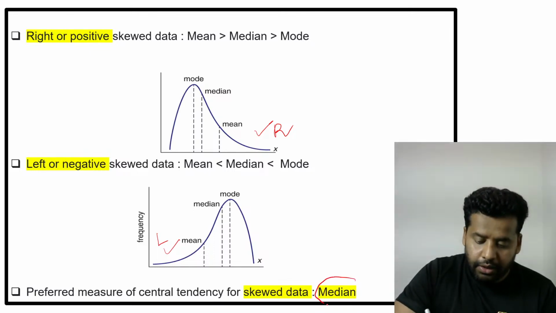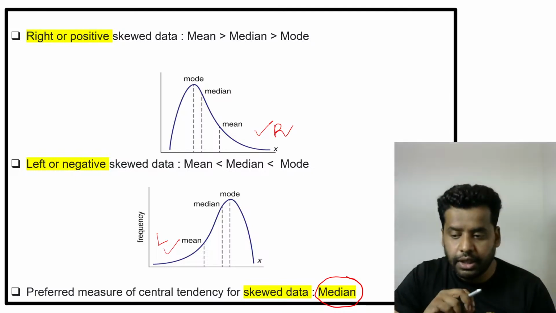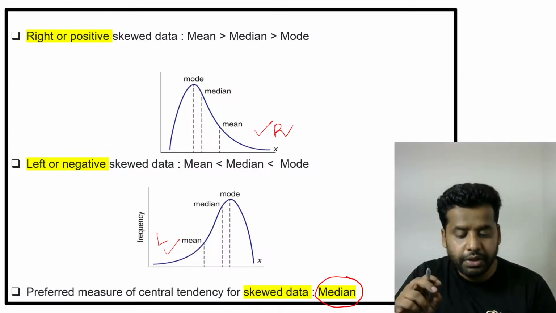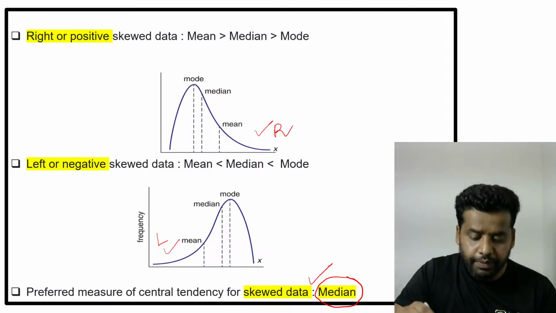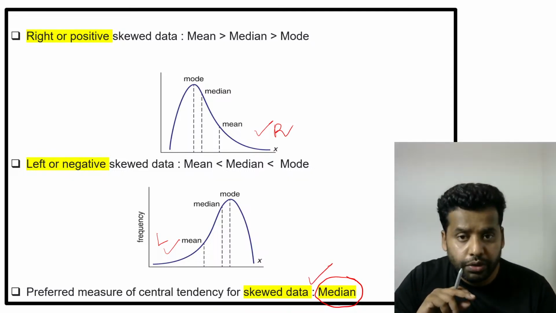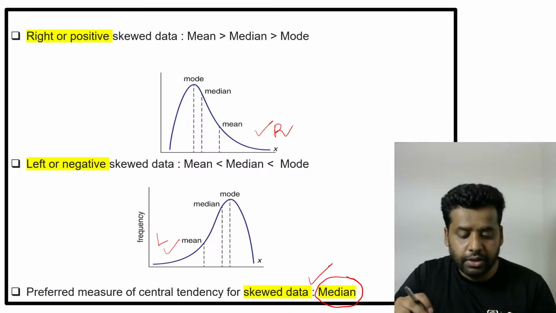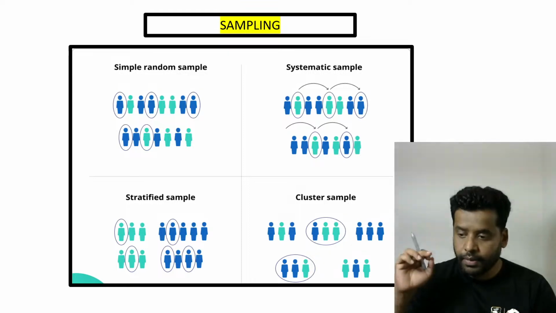Mean is affected. So always if the question comes, which is the preferred measure of central tendency for skewed data? See the words properly. What is the answer? Median. Don't use mean. Mean is getting affected. So always we have to use median for skewed data.